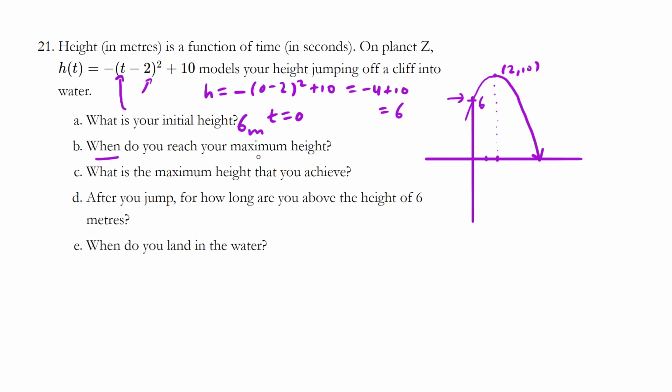When do you reach your maximum height? It's not what is your maximum height. When do you reach it? You reach it at time equals 2. T equals 2. What is the maximum height? It's the y value. Do not mix up the t and the h values. The h value, the maximum height, is 10.